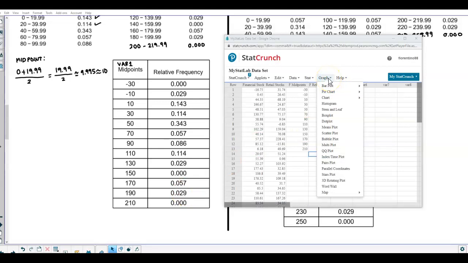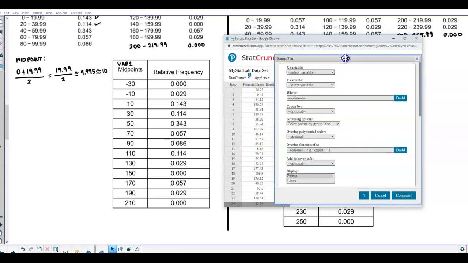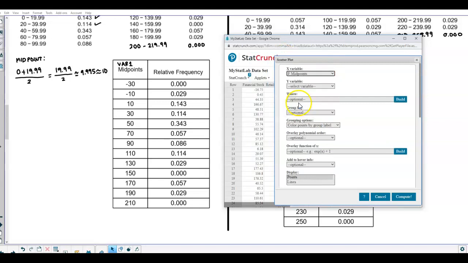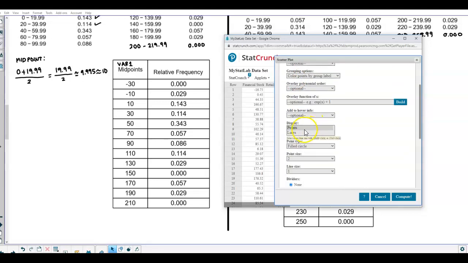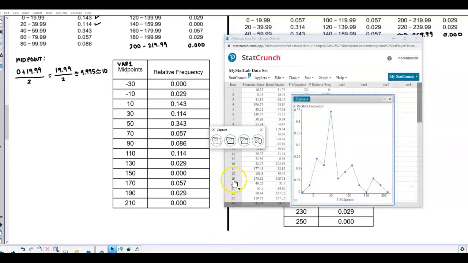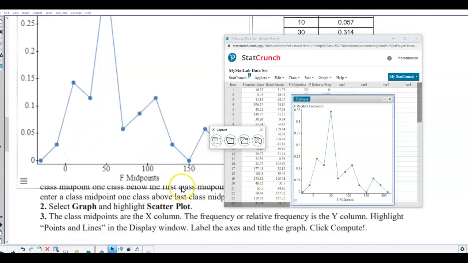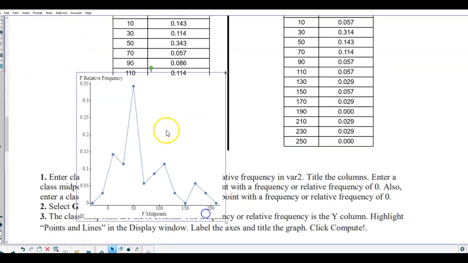Now when we graph this, we want to go to scatter plot. When we go to scatter plot, we're going to choose our X to be our midpoints, because that's the first column here. And then the Y variable is going to be the financial stocks relative frequency. So we're going to go ahead and select that. And then we're going to make sure we highlight our points and our lines, and then compute. And so there's going to be our first relative frequency polygon according to our financial stocks. So let me go ahead and put that here.